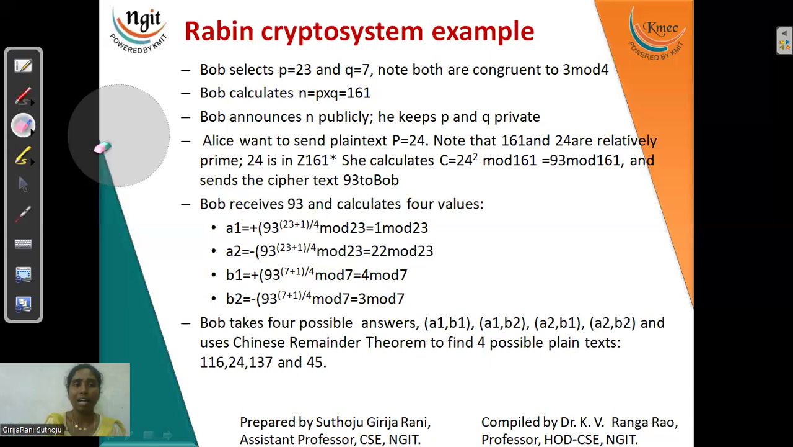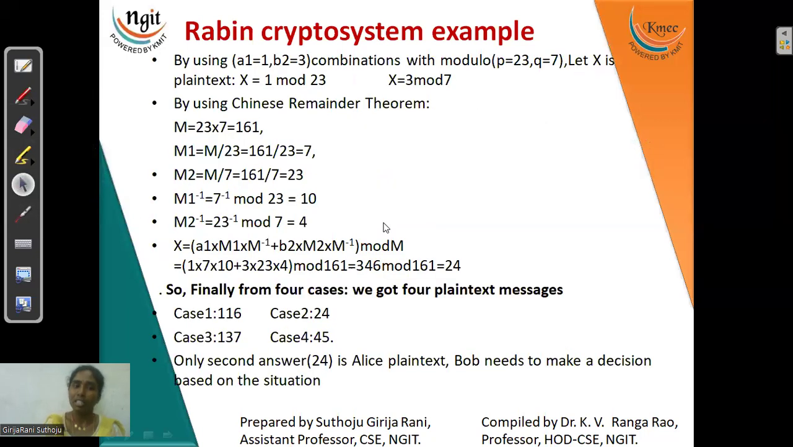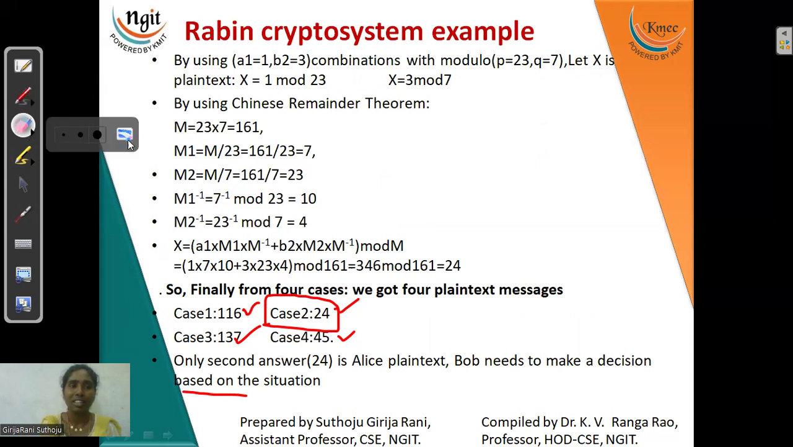Similarly, we have to calculate all the remaining 3 also, A1, B1, and all the cases we have to analyze and create. After we get 4 outputs, we have to analyze which may be the right output. So this is my right output. Bob must decide what may be my output in this situation. So maybe you got this.